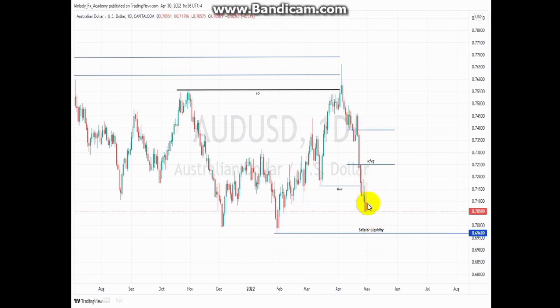Price might decide to correct this move, because this is just one impulsive move down. So price might likely create a little correction, a little retracement, before smacking down to take out the sell side liquidity resting below these old lows.